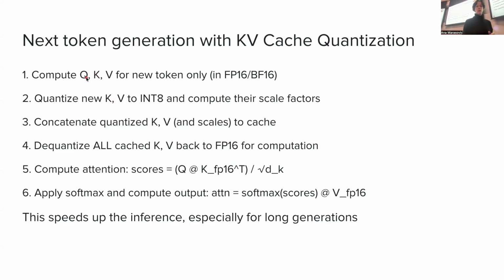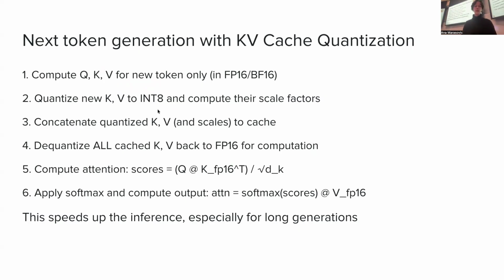We start with query, key, and value for the new token, right? So this is just going to be a vector now, because the new token is just a single vector. And we are going to start with a higher precision like float16. We are going to quantize the key and value of this newly created token and compute their scale factors. So we are doing per-token quantization as well. And then you are going to add the quantized key and value into a cache. So this is about building the cache part.